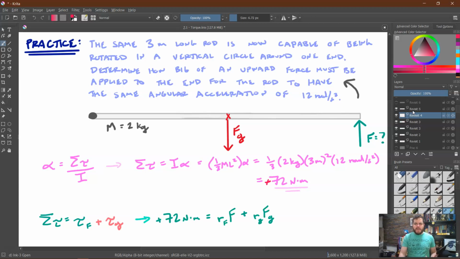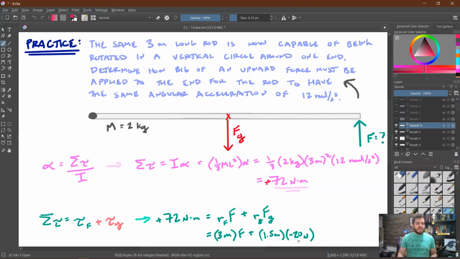So now to figure out the force I'm applying, F, well, the net torque was positive 72 Newton meters. There's now two torques, and one of them will be RF for my force, and one is RF for the gravitational force. And those lever arms are different. Mine is the entire 3 meters. The force of gravity is only 1.5 meters. But I know that force of gravity is going to be 20 newtons, because it's 2 kilograms times 10 meters per second squared. Now, why did I make this negative? That's because that force is going to cause it to go in the clockwise direction.